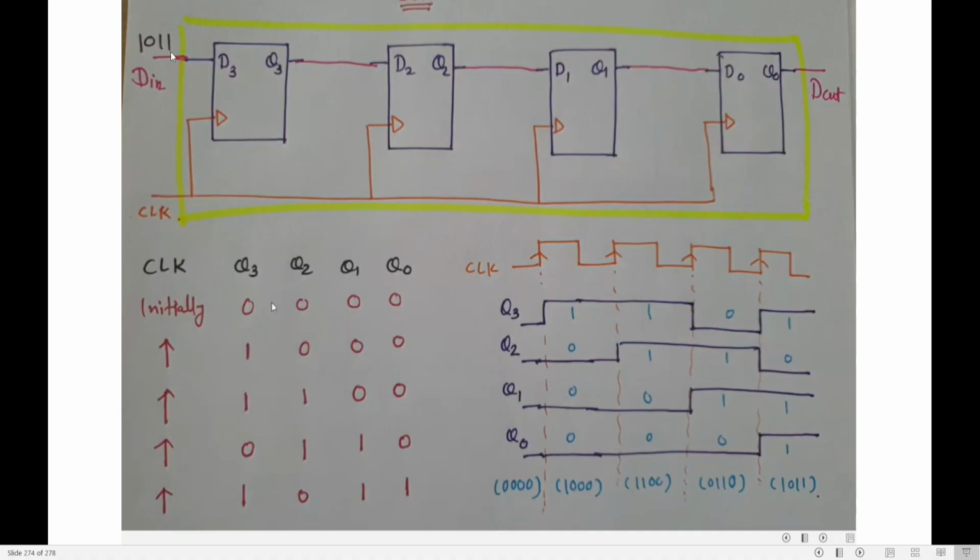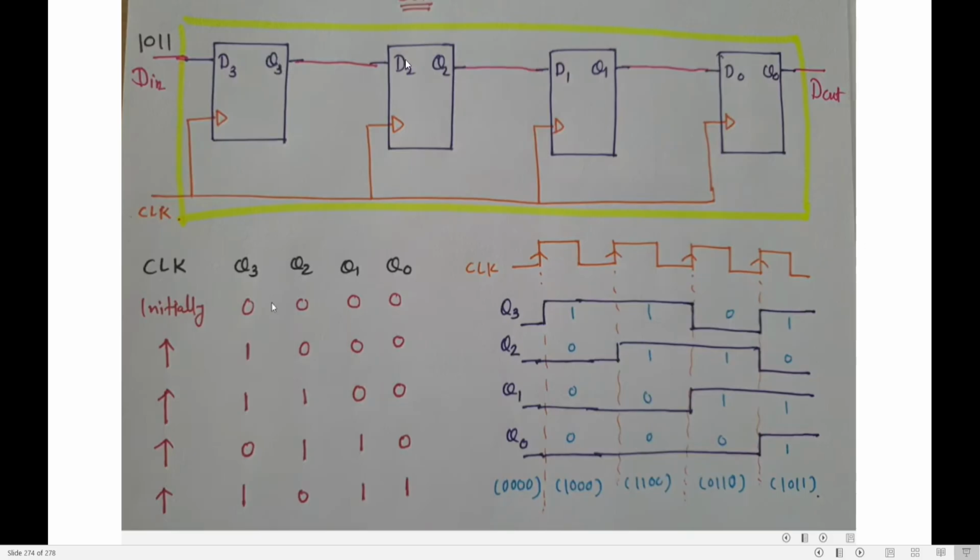First bit 1 will get into the D flip-flop. What is a D flip-flop? Whatever comes as the input of D will go as the output. So if 1 is coming in D3, Q3 will also be 1. At the first clock pulse, 1 is coming in D3, so Q3 will be 1. Whatever is fed as the input will come as the output.